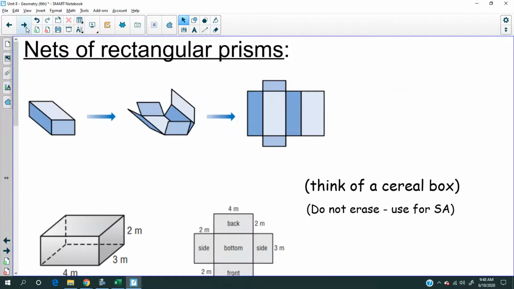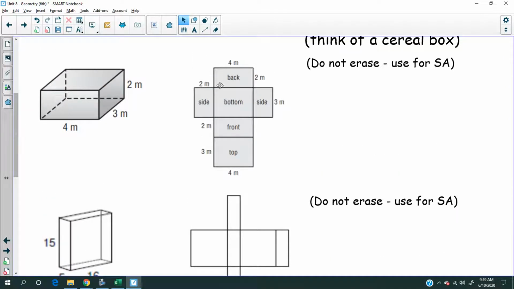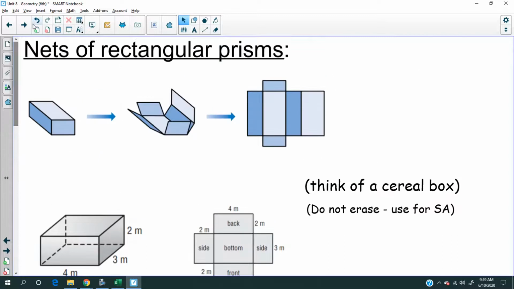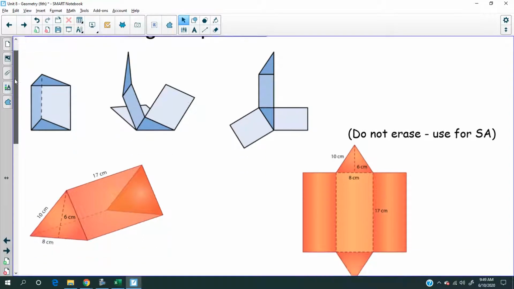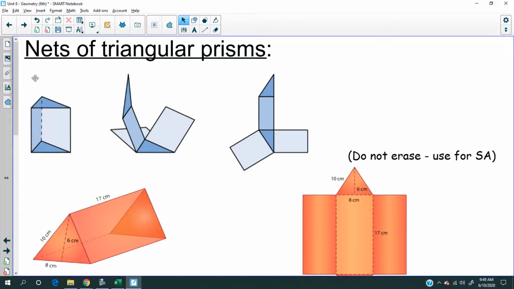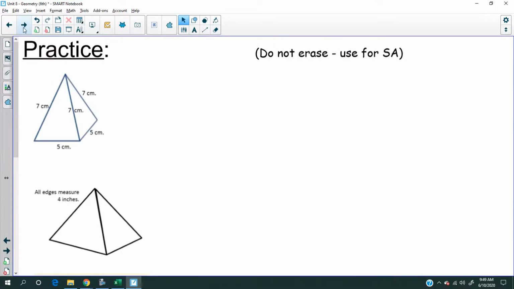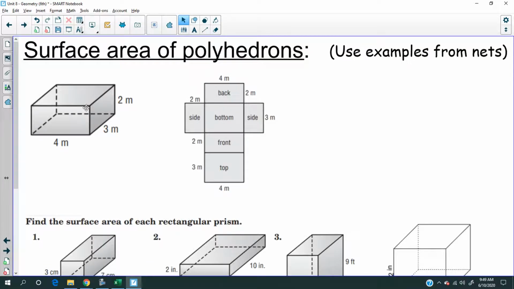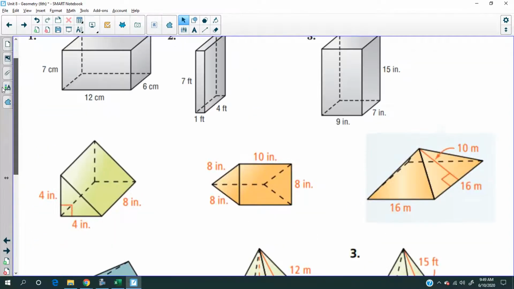And then afterwards, we're gonna talk about nets. Meaning, if you were to unfold a box, what would it look like? That's a tough skill, I gotta tell you. I don't think that's actually the easiest thing. Then we're gonna talk about triangular prisms, like this or this. And then we are going to talk about rectangular pyramids. And then we're going to talk about surface area of these various shapes. So that's a three-step trilogy, so to speak.